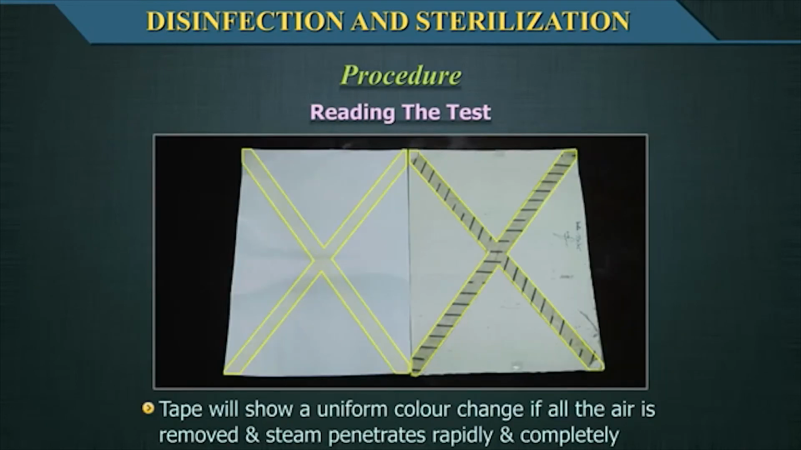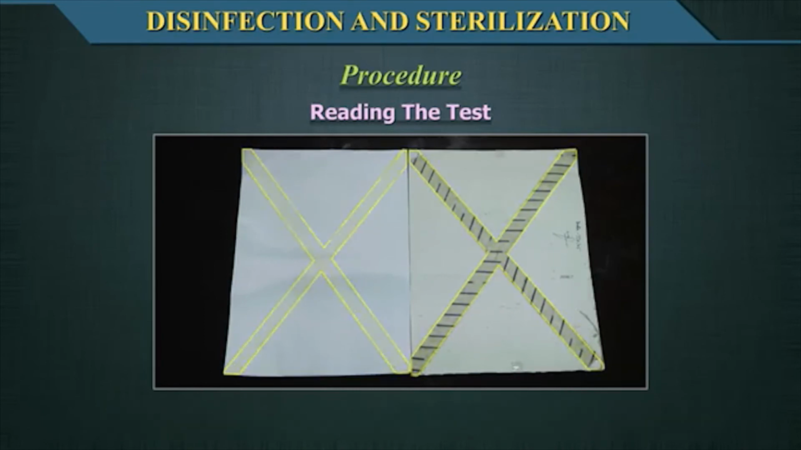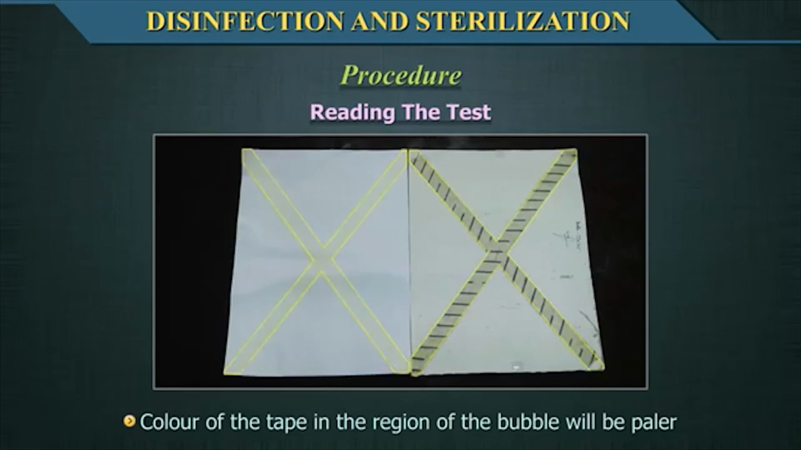The tape will show a uniform color change if all the air is removed and steam penetrates rapidly and completely. If all the air is not removed, then air will collect in the form of a bubble. The color of the tape in the region of the bubble will be paler than elsewhere because of the low temperature and reduced moisture level.